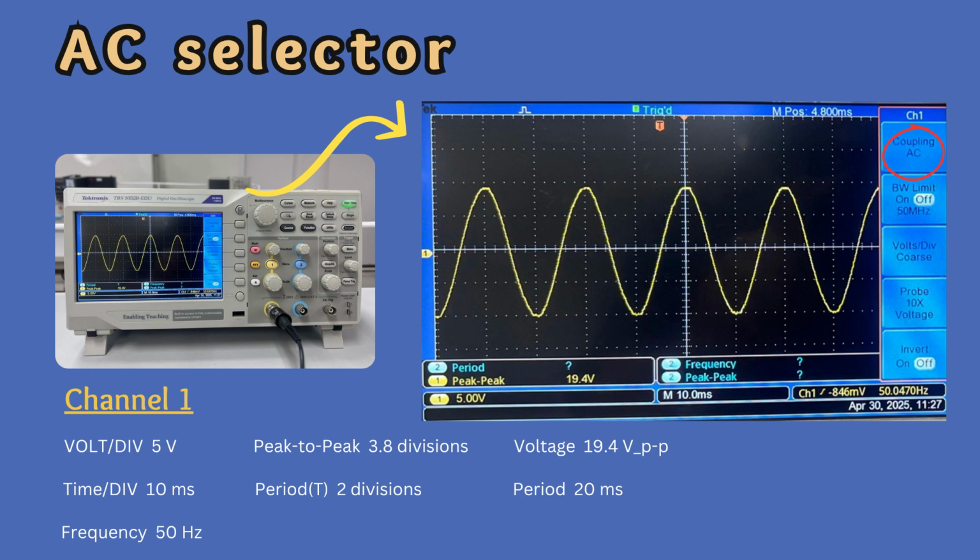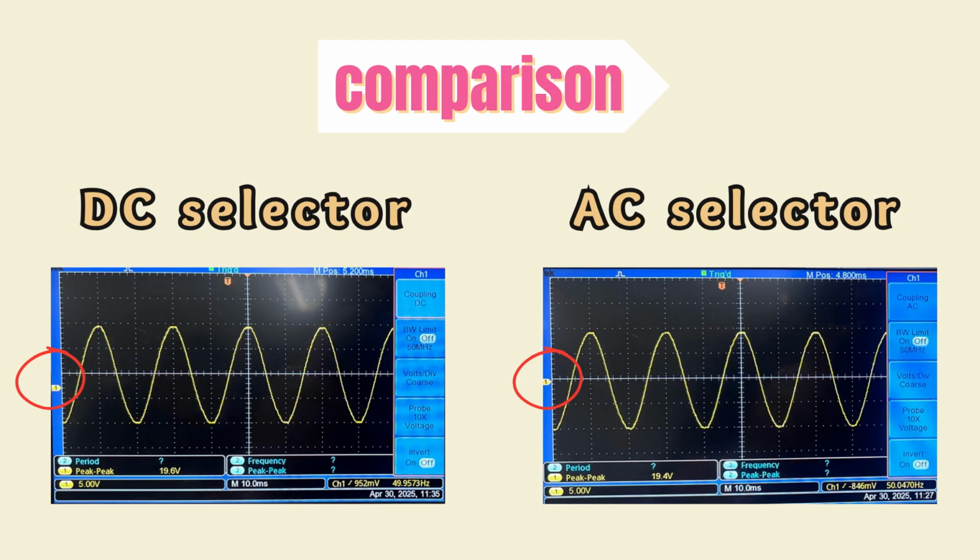AC coupling, the value of it is the same as the DC coupling, but the difference is the position of the waveform. DC coupling displays both AC and DC sinusoid, but AC coupling displays only AC sinusoid. As you can see in the red circle, it represents the position of its waveform.